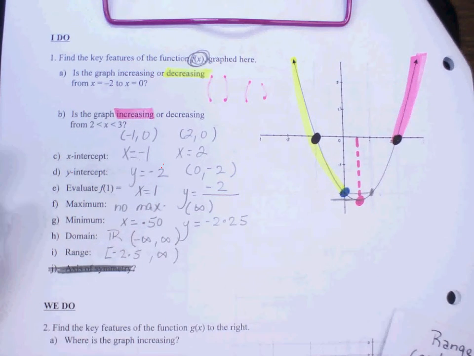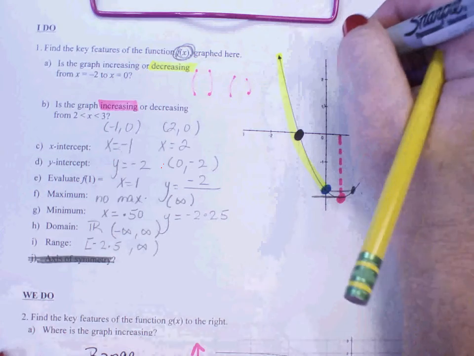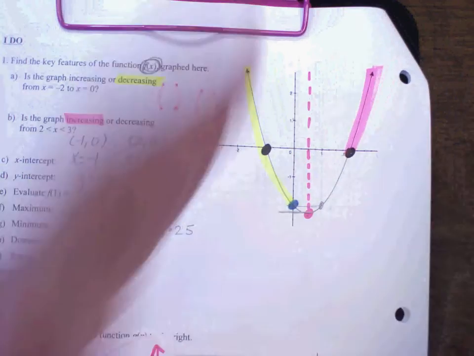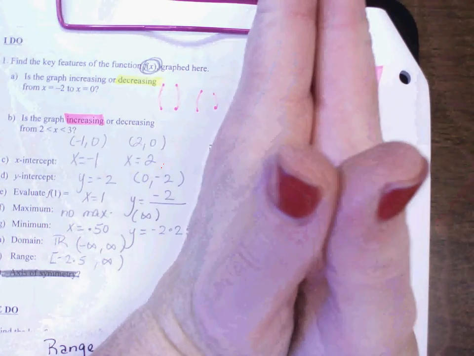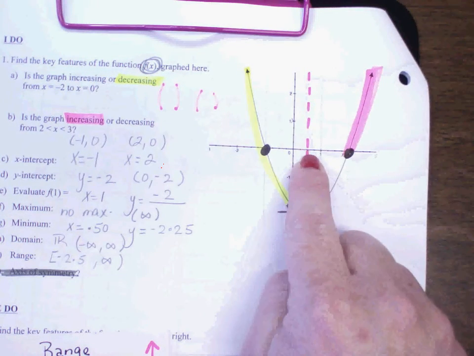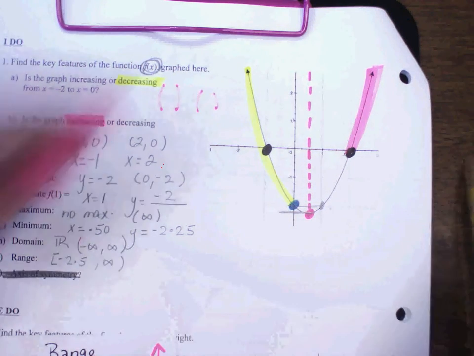And don't worry about the axis of symmetry. We're going to learn that when we do quadratics. But I'm going to show you real quick what it is. The axis of symmetry is the axis where you can take that graph and fold it in half. Okay? So if I take this graph and I fold it in half, it folds in half right there, which is when x equals what? 0.5.